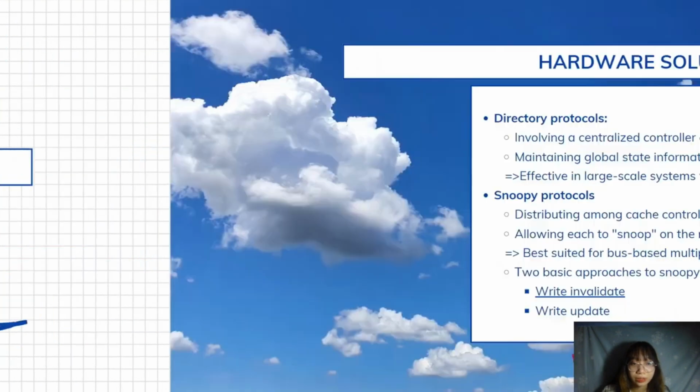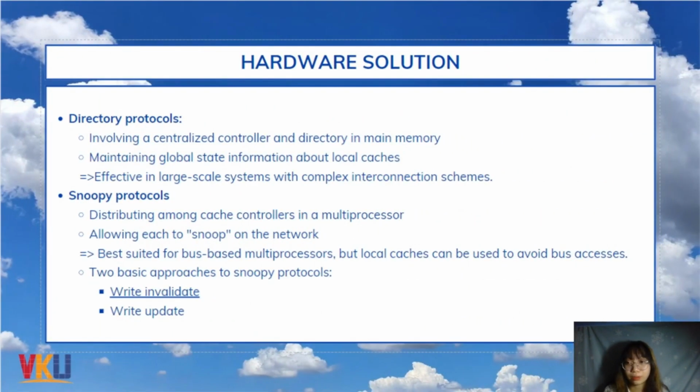About the directory protocols, they involve a centralized controller and a directory in the main memory to maintain the global state information about the local caches. The controller checks the data transfer between the memory and caches and keeps the state information updated. The processor requests exclusive access to lines, invalidates the copies, and issues commands for read-only access. So this protocol is effective in a large-scale system with a complex interconnection scheme.